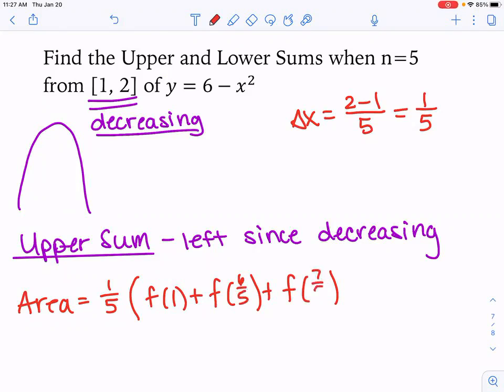6/5, 7/5, 8/5, 9/5. I'm going to stop because I have 5 rectangles. I was in the mode of fourths. So sorry.